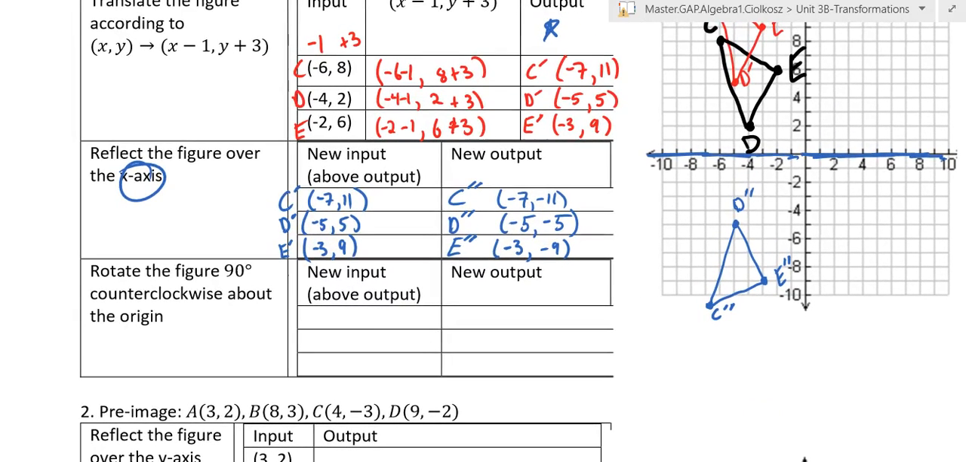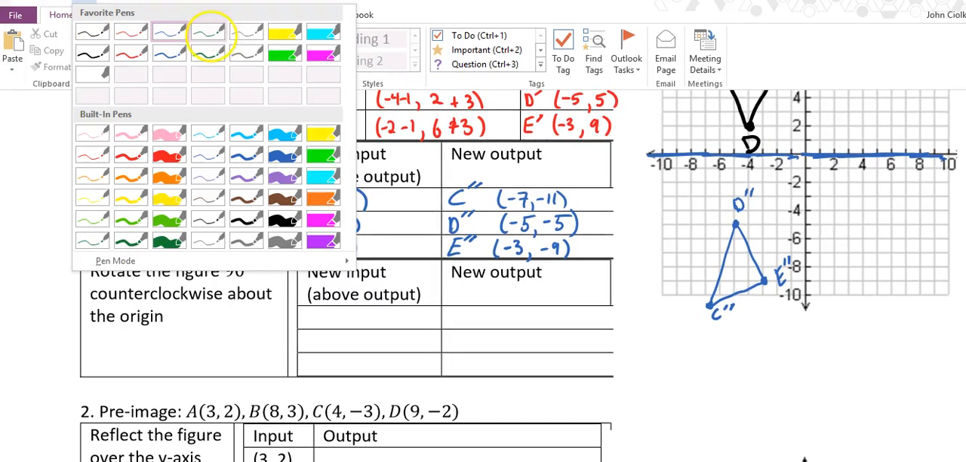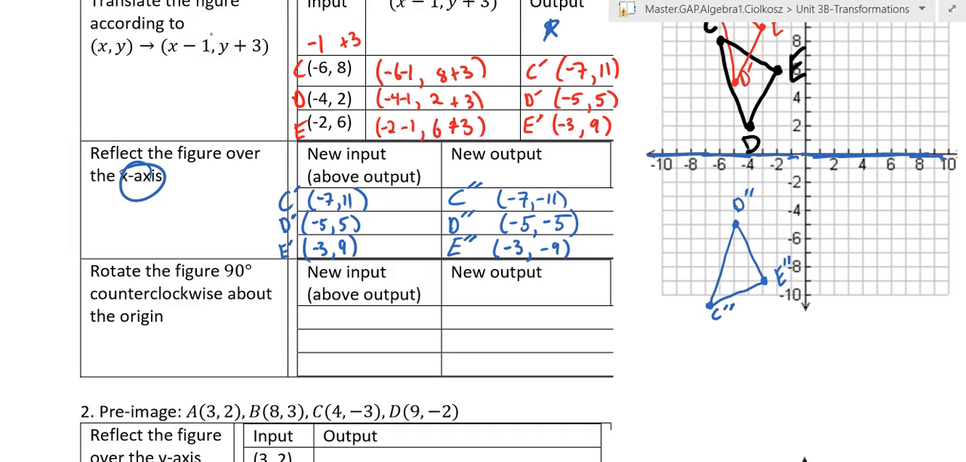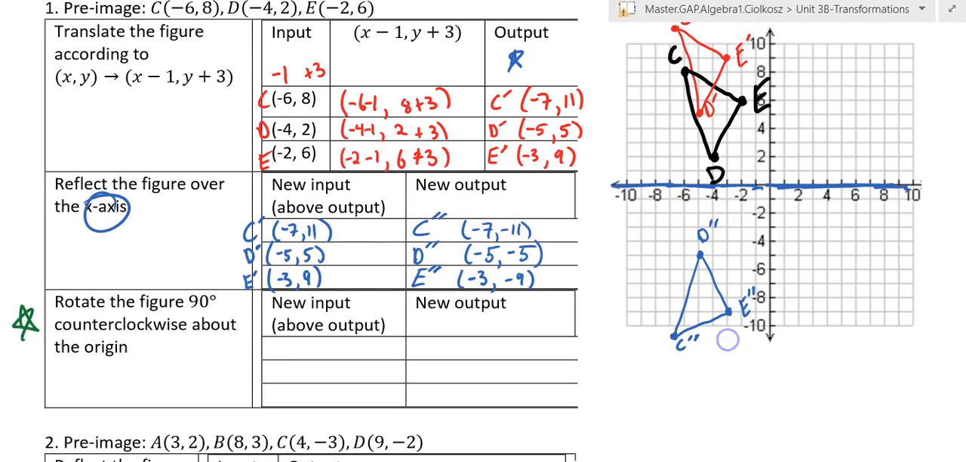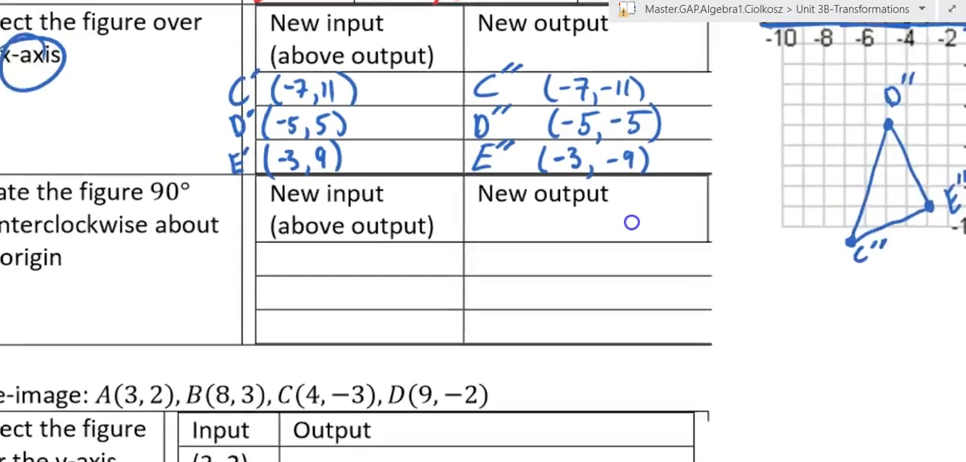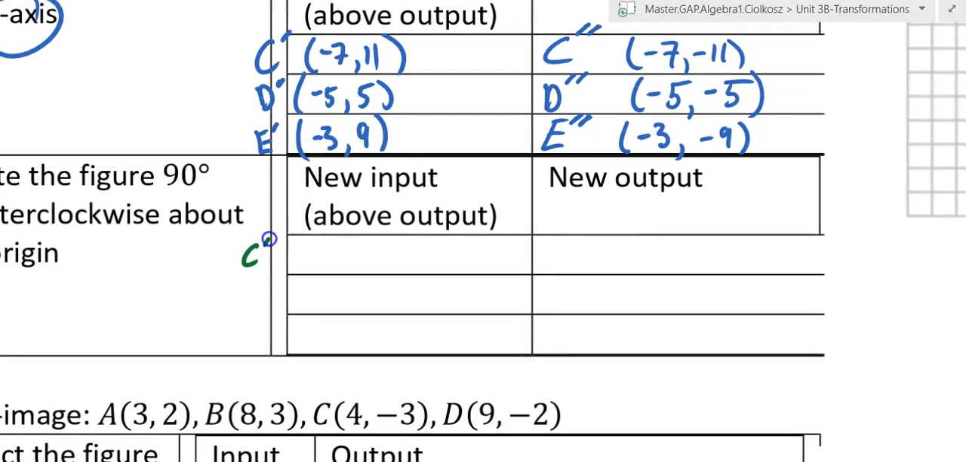Alright. And for our last one, let's use green. We're going to rotate 90 degrees counterclockwise about the origin. So let's copy down these here. Basically, the only difference with compositions is we got a little more work to do. But, as far as the work goes, it's the same thing, just like doing a multi-step problem.